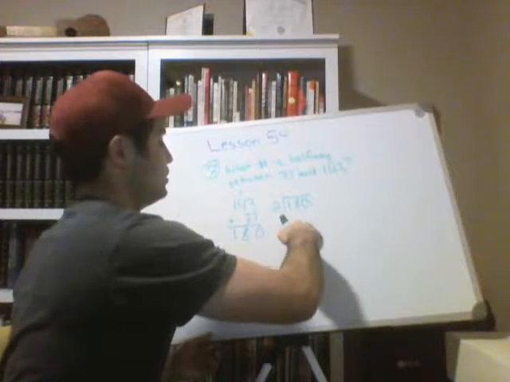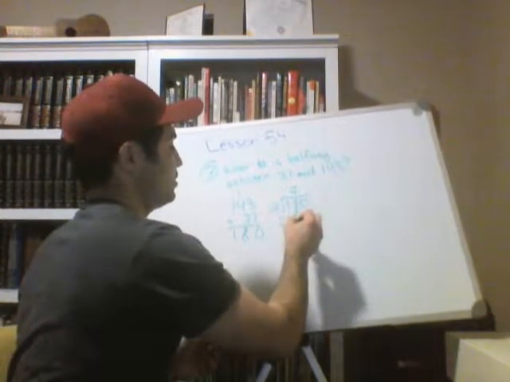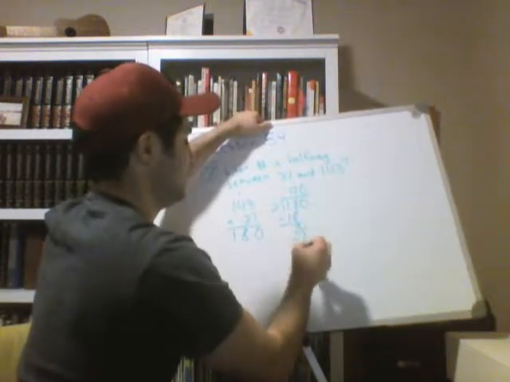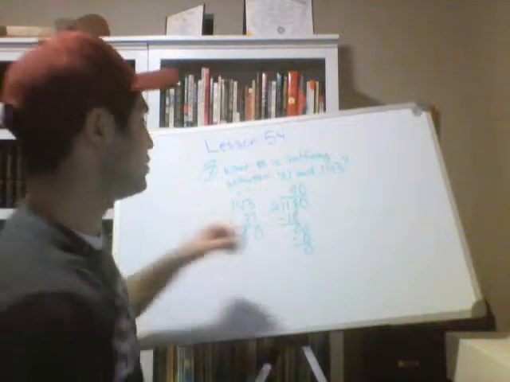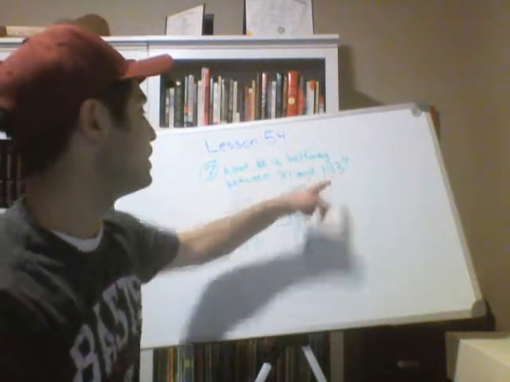You divide by the number of numbers. 2 will go into 18 9 times. 9 times 2 is 18. Subtract 0, bring down your 0. 2 will go into the 0 0 times, and no remainder. So the answer is going to be 90. 90 is halfway in between 37 and 143.